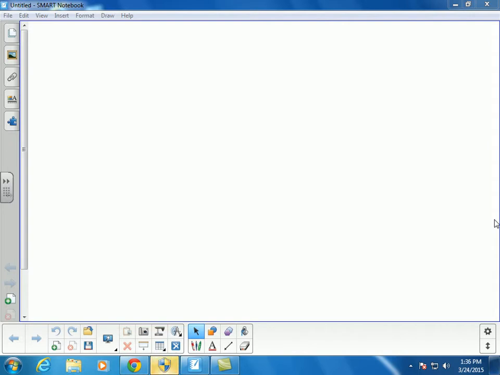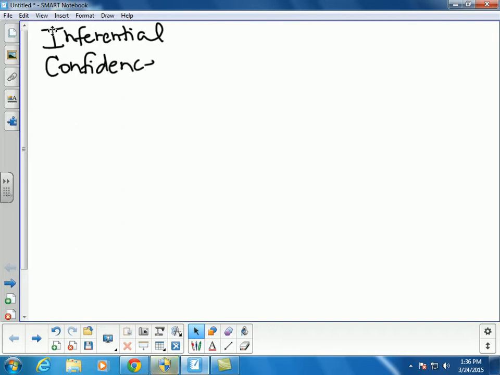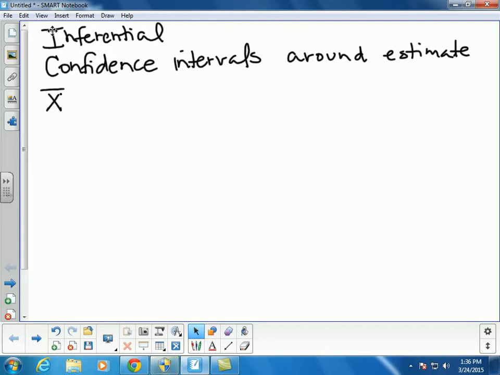Okay, what we're going to talk about now is a big topic in inferential statistics. It's our first big move where we talk about how the sample truly represents the population. And we're going to talk about what we call confidence intervals around the estimate. We are only going to deal with two estimates at this time. We're going to build confidence intervals around x bar and confidence intervals around p hat.